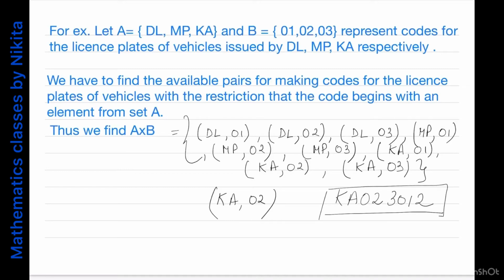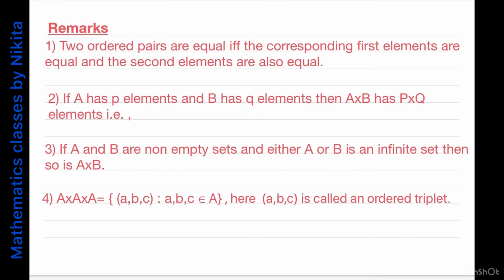So I hope you understood the concept. Now let's see the remarks. The first remark says that two ordered pairs are equal if and only if the corresponding first elements are equal and the second elements are also equal. So when are two ordered pairs equal? For example, you have two ordered pairs, say A1 B1 and A2 B2. When will they be equal? They will be equal if the corresponding first coordinates are equal. That means A1 should be equal to A2 and B1 should be equal to B2.